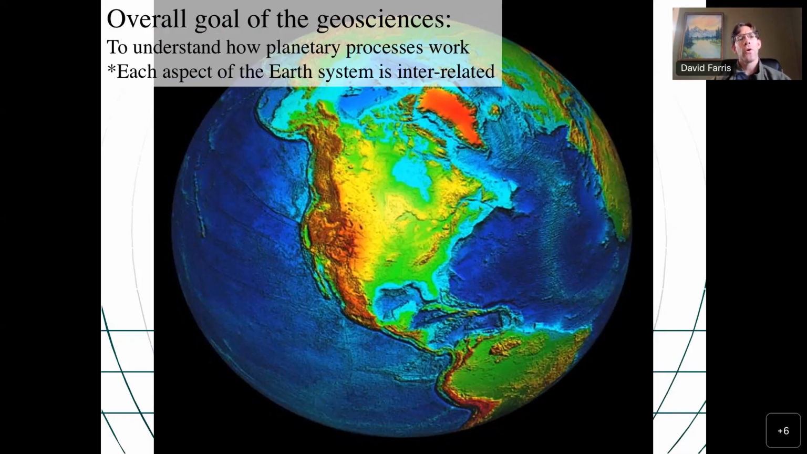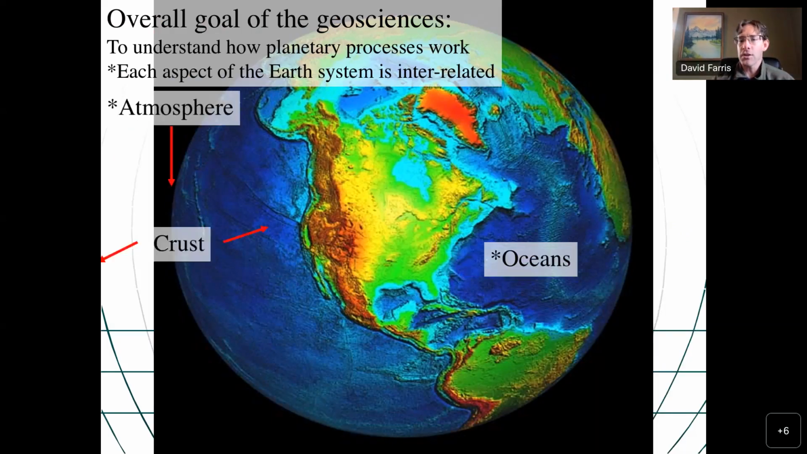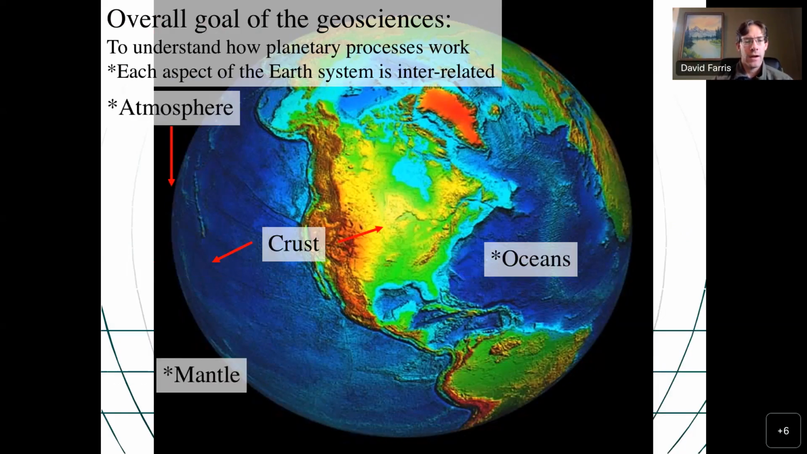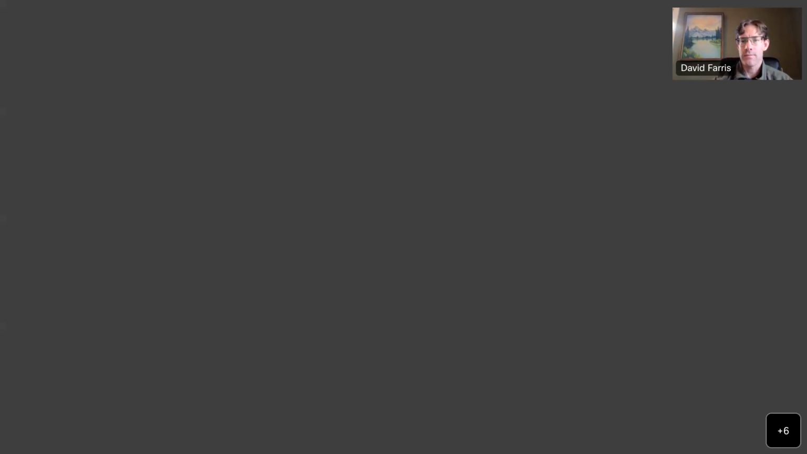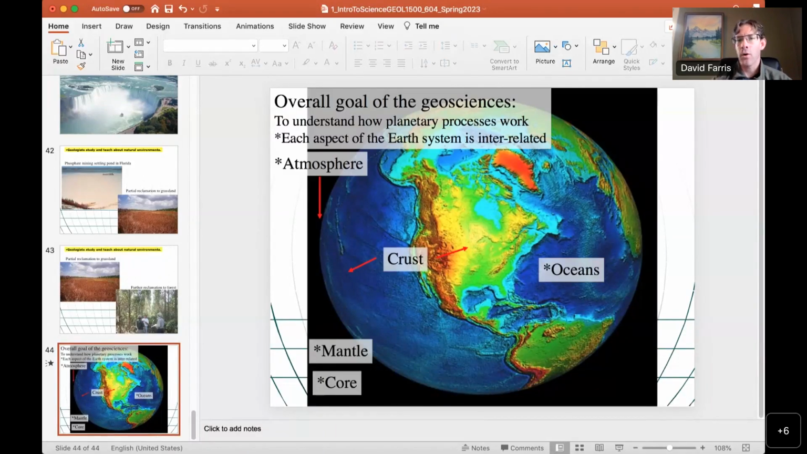Okay, so overall, we want to learn this semester how our planet works and how these different planetary processes are interrelated with one another. We have the atmosphere, we have the oceans, we have the crust, we have the mantle deeper within our planet, and then we have the core. All of these things interact together, and that's what we're going to be covering this semester. That's basically the end of our lecture for today.